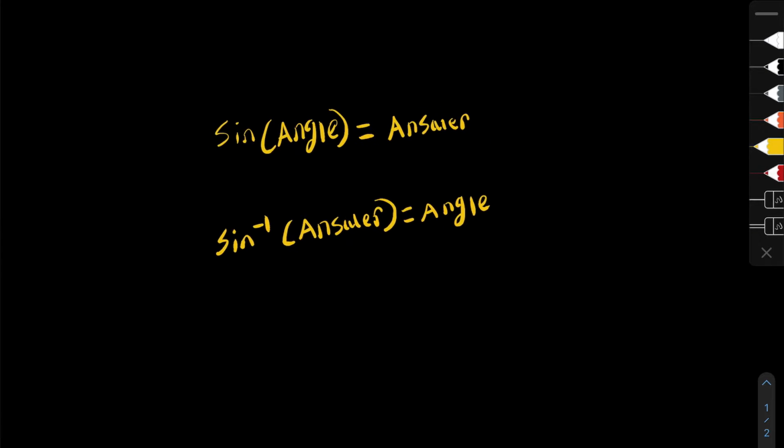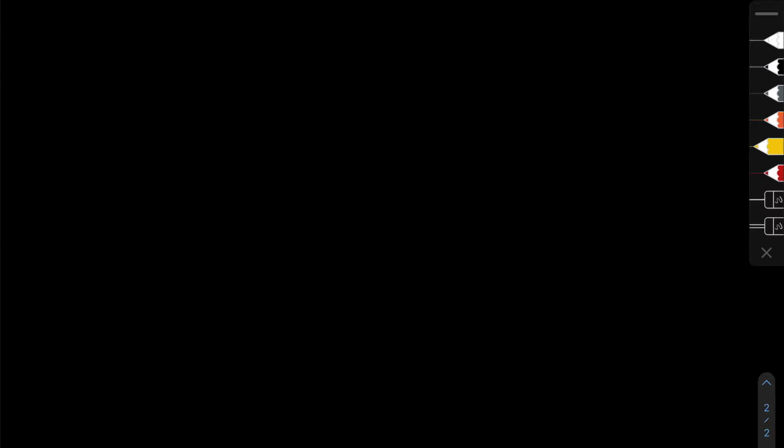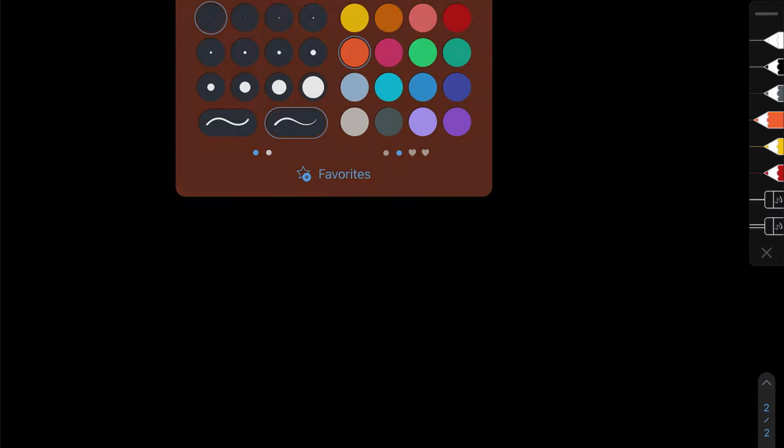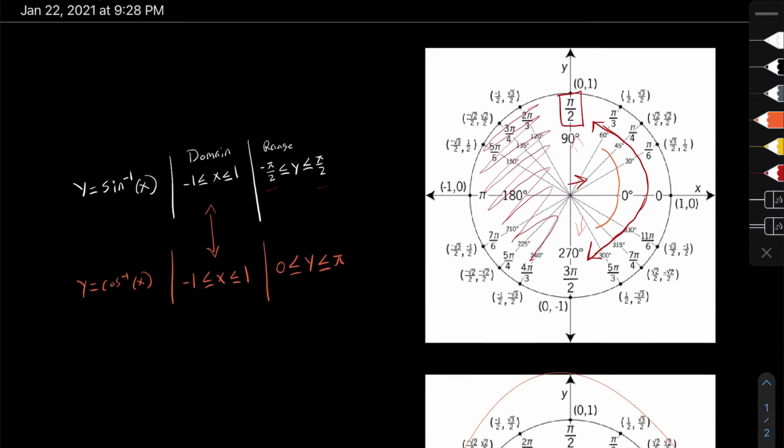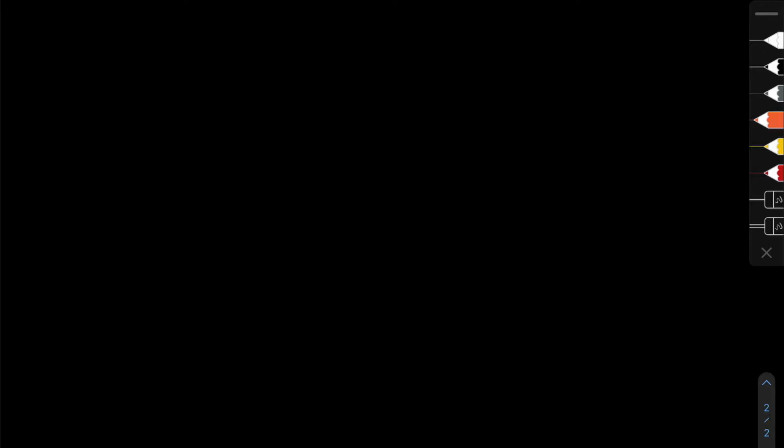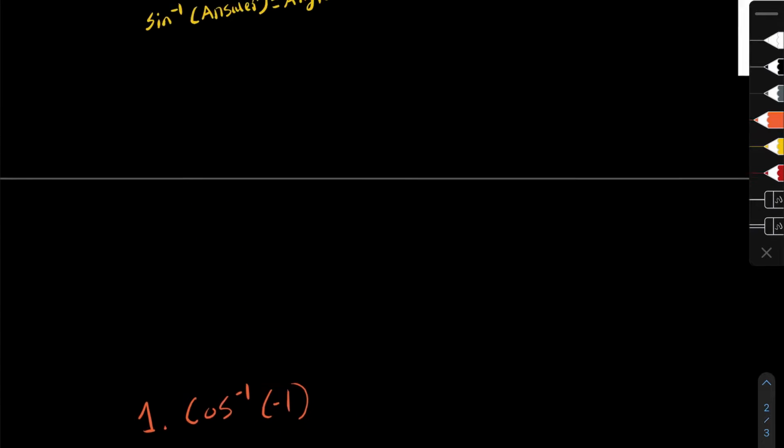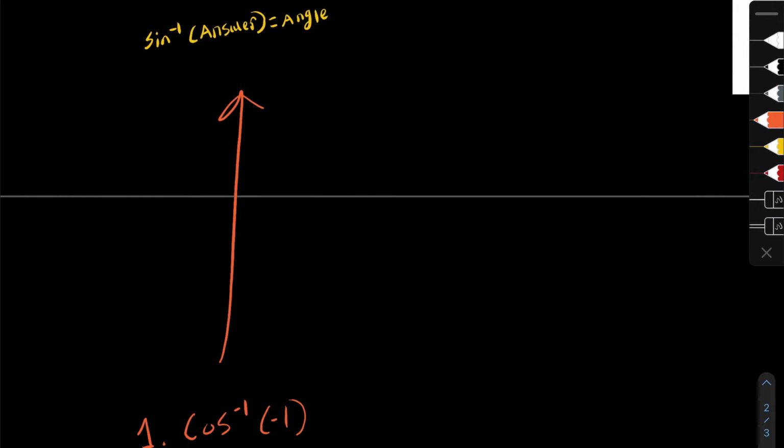So let's go ahead and start doing some practice problems. So in our first practice problem, we are going to start out with cosine. And again, for cosine, we did use orange, so let's use orange down here. So our first practice problem, we're going to have cosine inverse, so inverse cosine of -1. Now, if you look at our base formula, or our base equation, it's going to be cosine or sine inverse. We're going to have our answer right here, and then we're solving for the angle or the radian. In this case, we're looking at the radian.